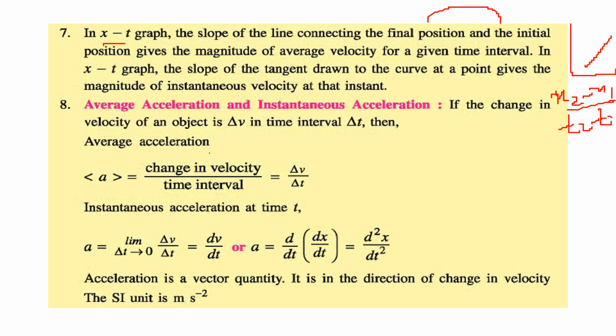Average acceleration and instantaneous acceleration. If the change in the velocity of an object is delta v in delta t time, then average acceleration is delta v by delta t. The instantaneous acceleration at some point t is delta v by delta t, where delta t tends to 0. So this becomes dv by dt, or you are double differentiating the position: d by dt of dx by dt, that is d2x by dt square. This is the acceleration. Acceleration is a vector quantity, in the direction of change in velocity, and its SI unit is meter per second square.